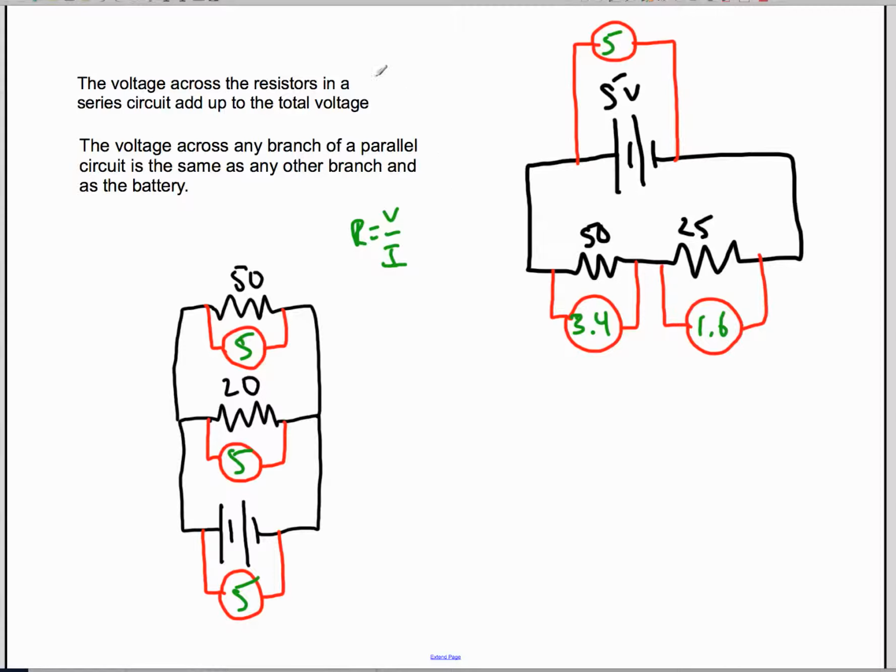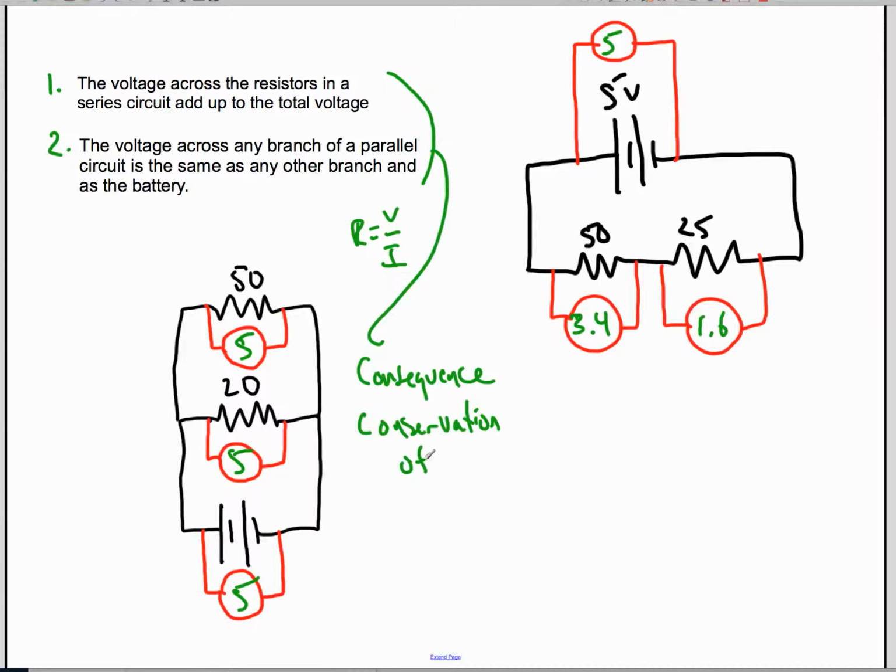So it turns out that both of these rules, which I'm guessing many of you see, that in a parallel circuit the voltages are the same as the battery, and in a series circuit the voltages add up to the battery voltage, are actually consequences of the conservation of energy. Okay, so why is that?